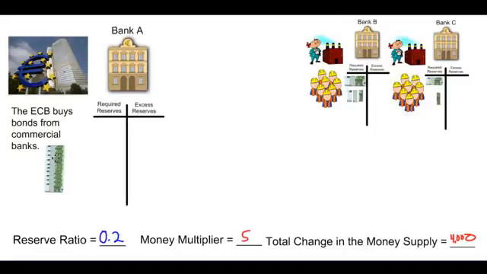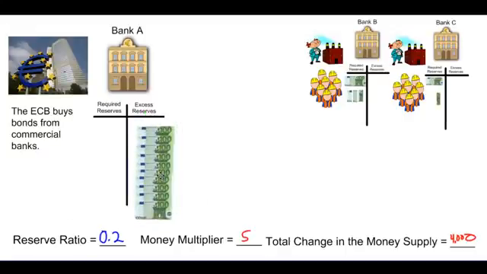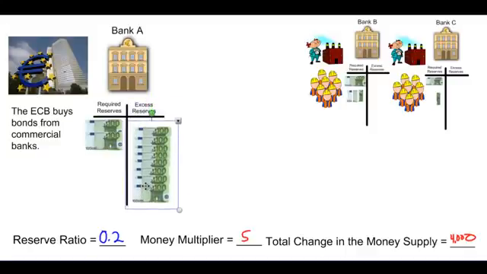Therefore, when the European Central Bank buys bonds, which is an open market expansionary monetary policy, the supply of excess reserves will increase, just as it did before, by 1,000 euros. At the same time, the required reserves will once again increase by 20% of 1,000 euros, or 200 euros, leaving 800 euros of excess reserves for Bank A to loan out.